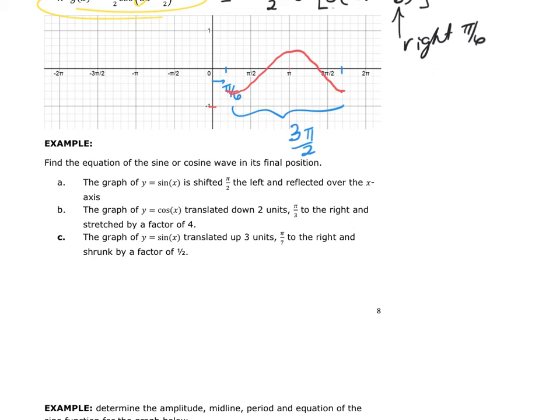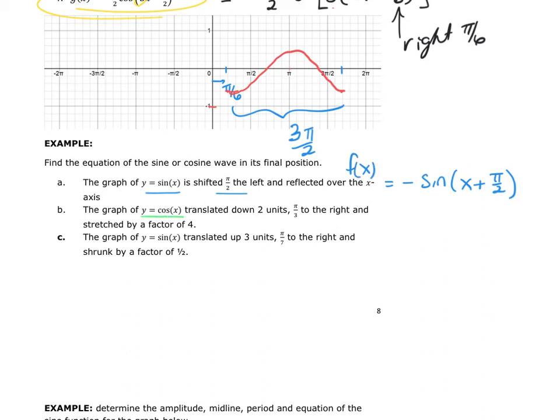Now let's take a look at these where we're asked to build the equation based on this information. So we have the sine wave. It is shifted pi halves to the left and reflected over the x-axis. So the negative gives me a reflection. There's my sine. It doesn't say anything about a period change, so now my omega is 1. So then on the inside, to make it go left, I'm going to do x plus pi halves.